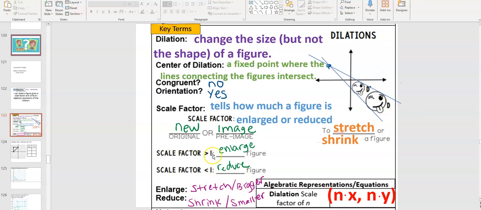Scale factors that are greater than 1 enlarge our figures, and scale factors that are less than 1 reduce our figure. The way that we're going to do all these dilations algebraically and mathematically is through multiplication. If I tell you that a shape is 2 times as large, then I'm going to multiply the x and y of my shape by 2. If I say my shape is half as large, then I'm going to multiply my x and y by 1/2. n is the scale factor.